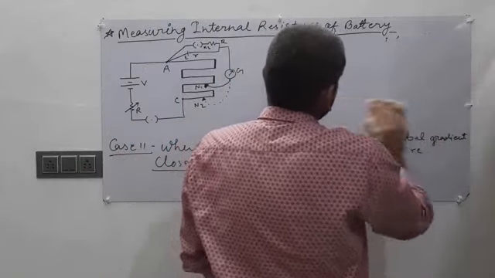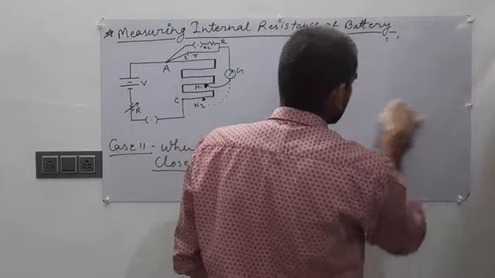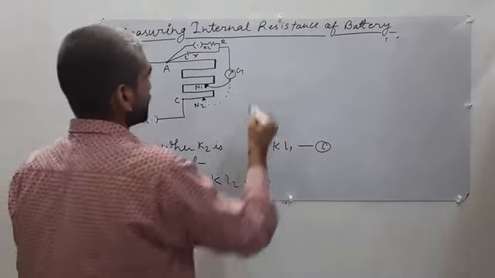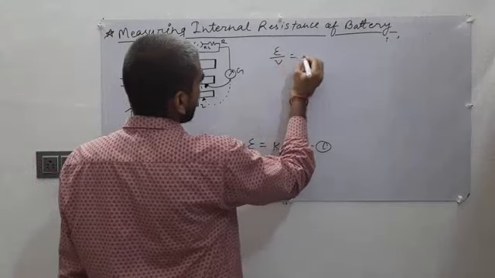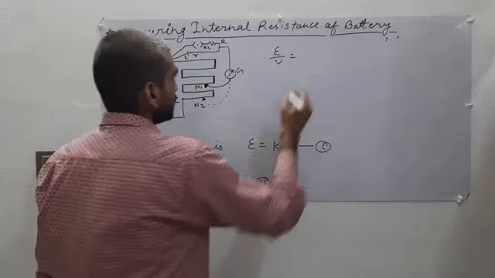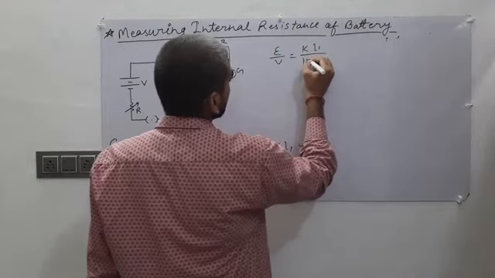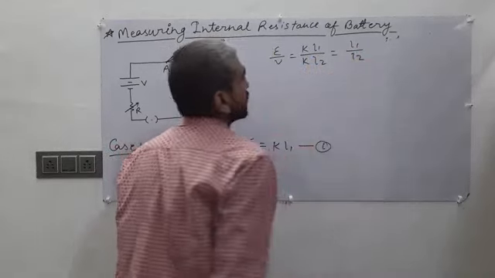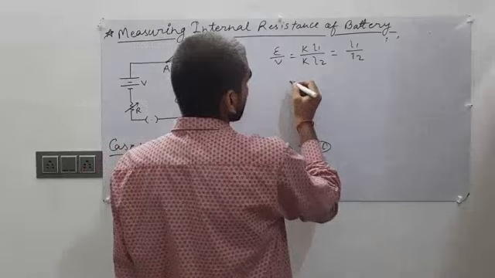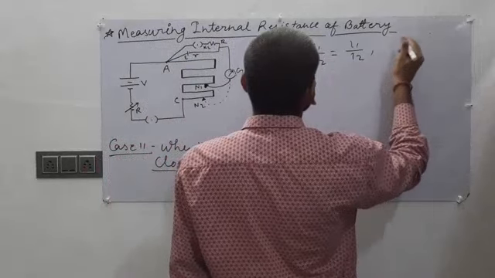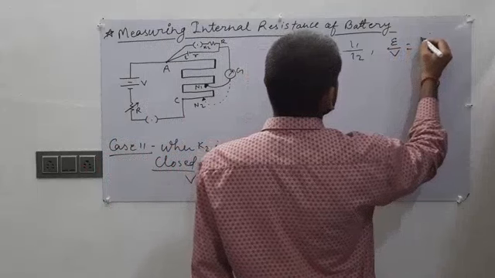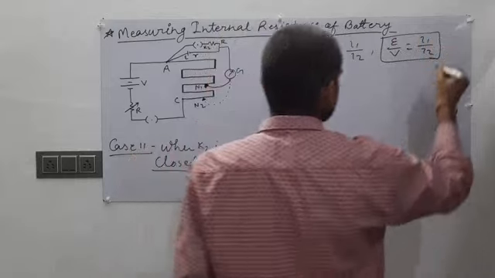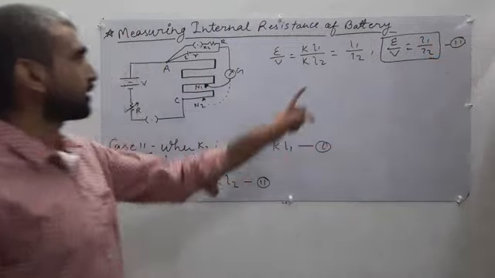Now, we get the ratio of E and V. Okay, E upon V equals K L1 upon K L2, which will become L1 upon L2. That means E upon V equals L1 upon L2. This is our equation number 3.